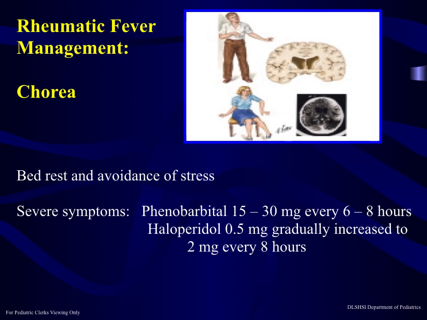Now, there is a separate management for chorea. You need to advise the patient to have bed rest and avoidance of stress. And for severe symptoms of chorea, you need to give phenobarbital 15 to 30 milligrams every 6 to 8 hours, and also or Haldol 0.5 milligrams gradually increased to 2 milligrams every 8 hours.